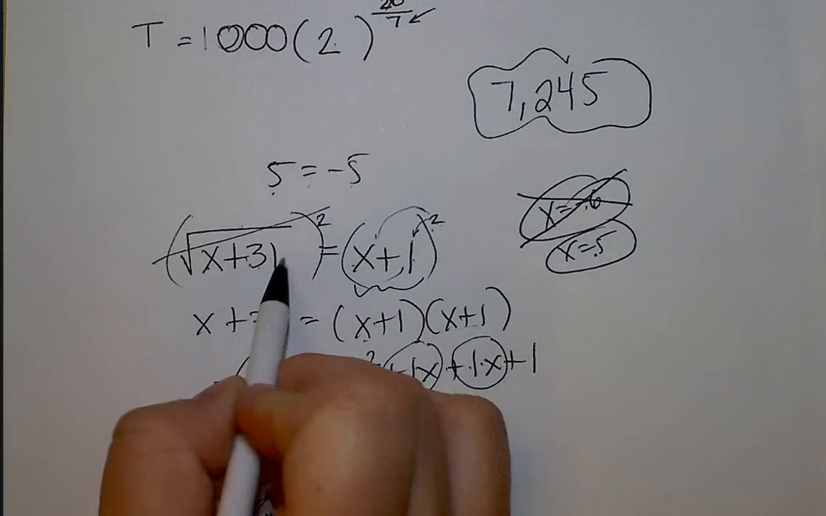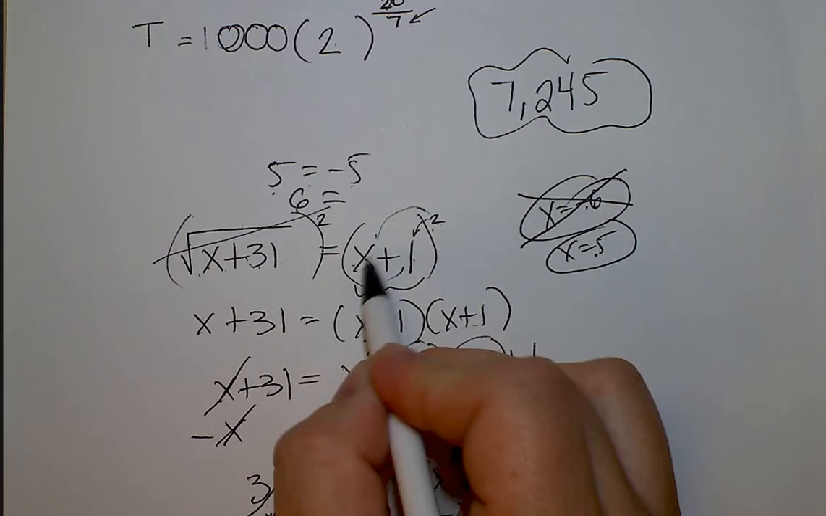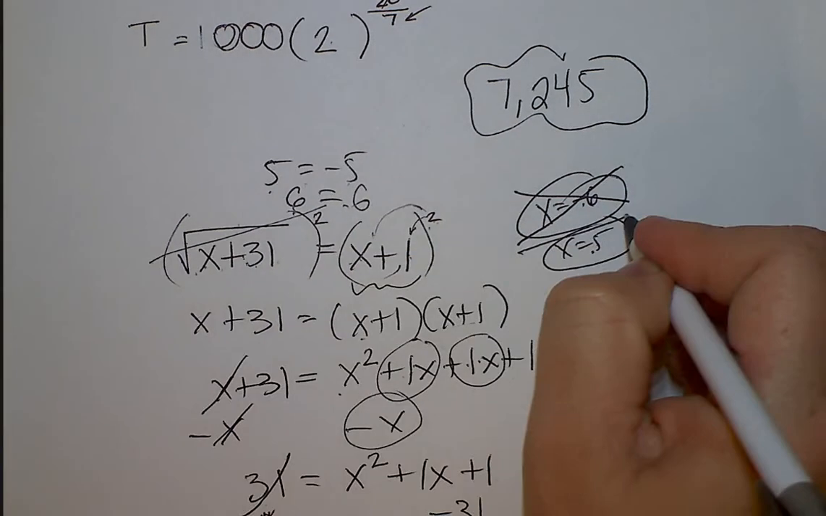Now let's try positive 5. 31 plus 5 is 36. The square root of 36 is 6. And 5 plus 1 is 6. 6 does equal 6. We have one answer of x equals 5.